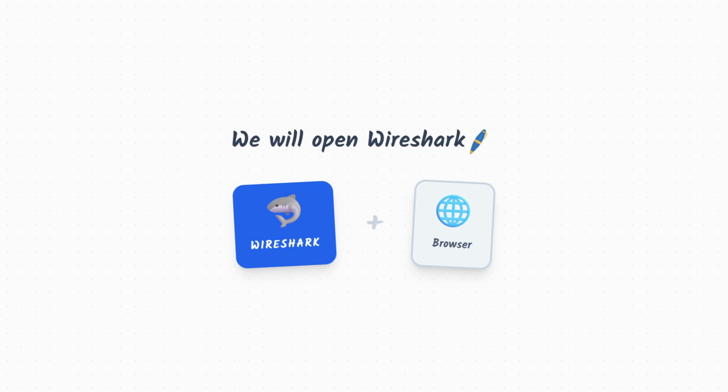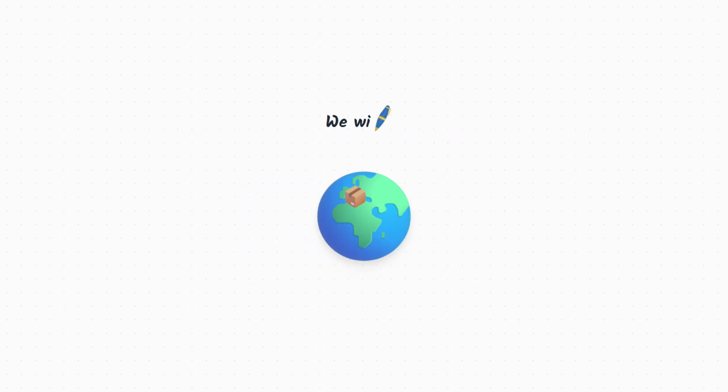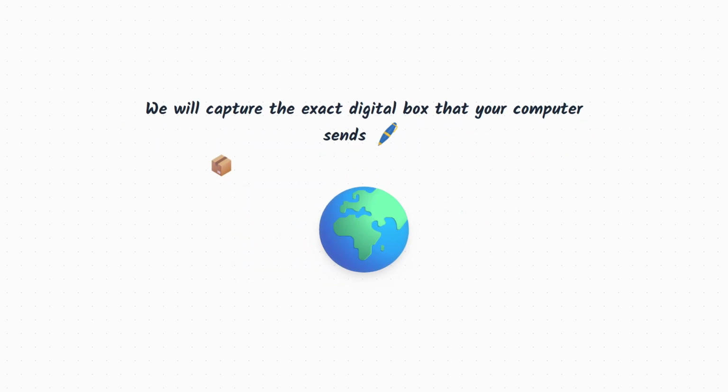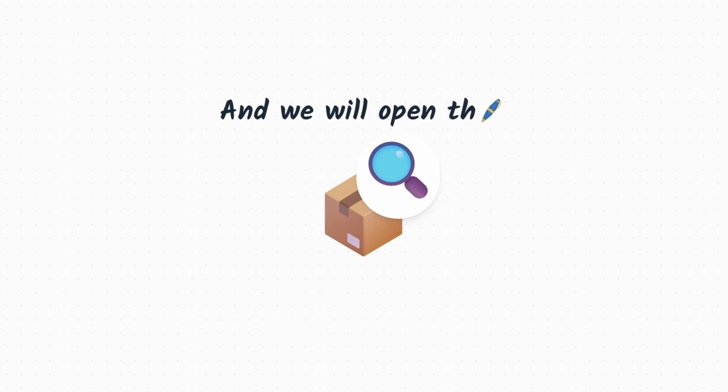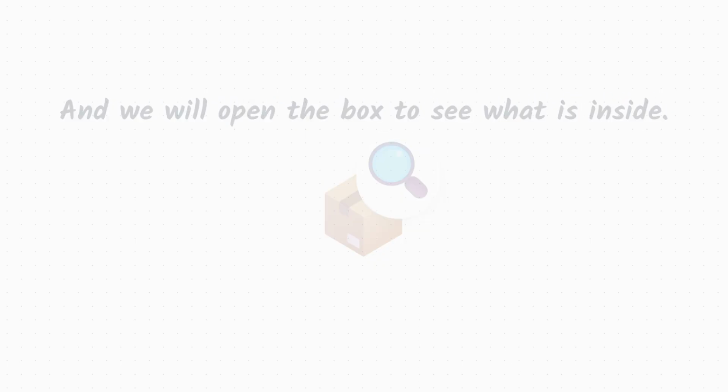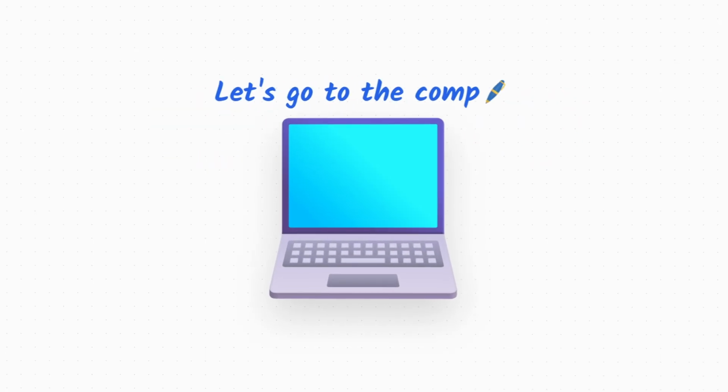We will open Wireshark. We will go to a website. We will capture the exact digital box that your computer sends across the world. And we will open the box to see what is inside. You don't need to be a genius to do this. You just follow exactly what I do on the screen. Are you ready? Let's go to the computer.